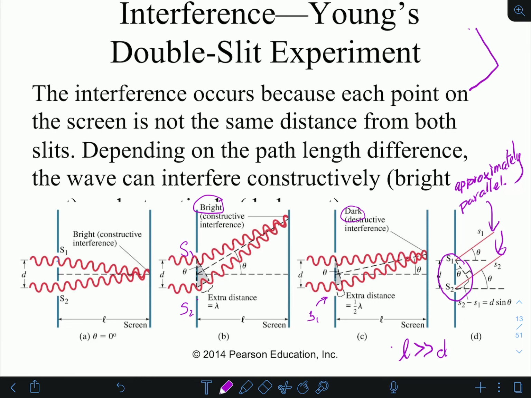larger. So you have here a right triangle, here's theta. And then this is the path difference that we're interested in. We'll call it s2 minus s1, where little s is the path length. And then this is the separation d. We see that this path difference, s2 minus s1, is equal to d sine theta.